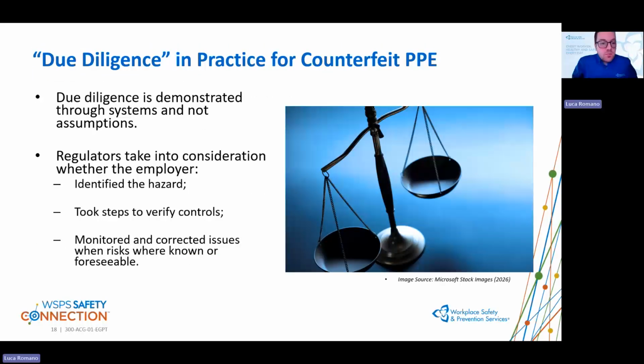So what would due diligence in practice look like from a counterfeit PPE lens? Again, due diligence, taking every precaution reasonable in the circumstance, is demonstrated through systems and not assumptions. So we need to make sure we have layers and processes in place, that we're identifying hazards, that we're taking controls, and we're looking at the hierarchy of controls, and that if situations arise, we're correcting and preventing these risks from happening again, especially if they are foreseeable.